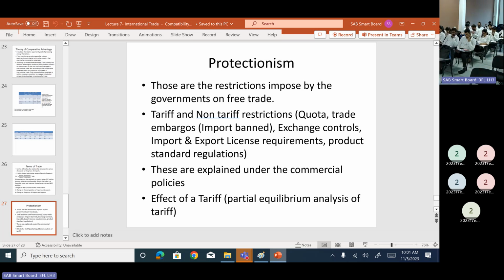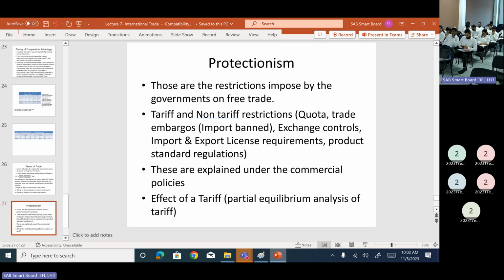In practice, we see most countries introduce quotas, and sometimes they may go for embargoes as well. Exchange controls we commonly see, and license requirements, standards and regulations, the quality standards as well. Those will restrict imports and exports. All these things come under commercial policies. Basically, we talk about tariff and non-tariff barriers.